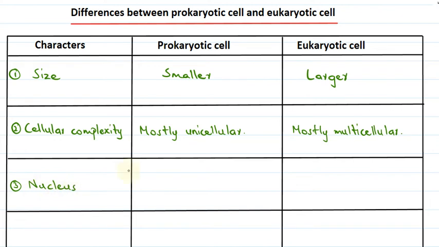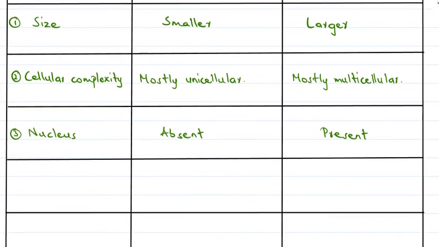Okay, then the next parameter or character that we would consider is the presence of a true nucleus, that is membrane bound nucleus. So this is absent in case of prokaryotic cells, whereas it is present in case of eukaryotic cells. So prokaryotic cells have a nucleoid region where the genetic material is present, whereas in case of eukaryotic cells, they have true nucleus, that is bound by or surrounded by a nuclear membrane where the genetic material is present.